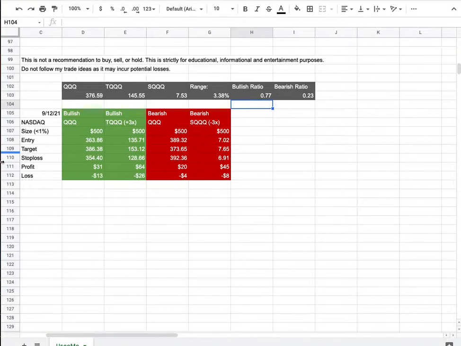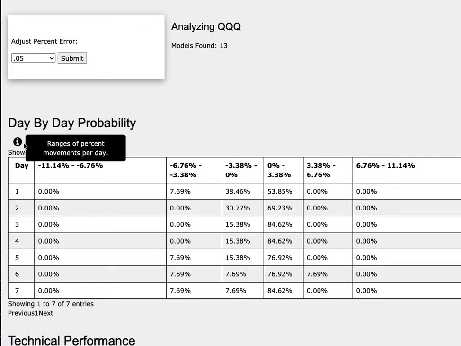So how did I develop these trade ideas? It all comes from the day-by-day probability model. I'm examining QQQ. TQQQ is a leveraged version of QQQ, while SQQQ is an inverse leverage of QQQ, so do keep that in mind.